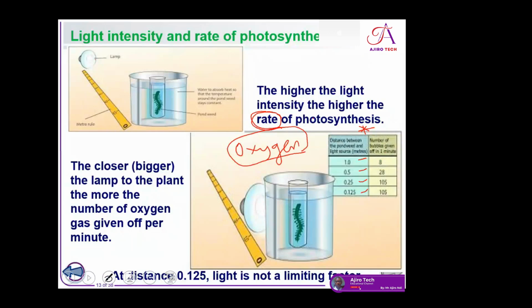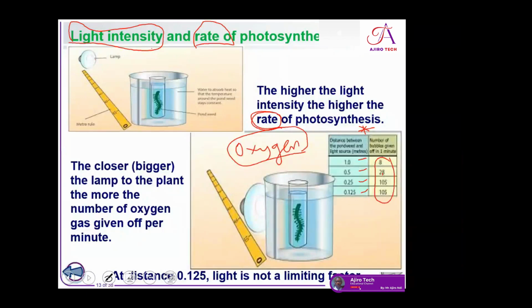So from this experiment, if I ask you to state the conclusion, we can say increase in light intensity definitely increases the rate of what? Photosynthesis. They can ask you what result from the experiment shows that increase in light intensity increases the rate of photosynthesis. All you just say is because of the increase in number of what? Bubbles as the light intensity was being increased.